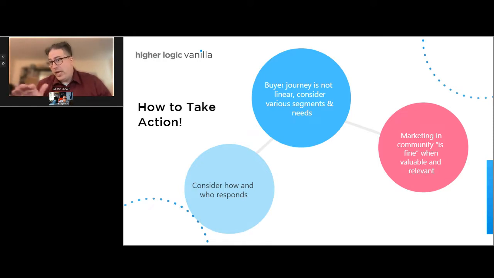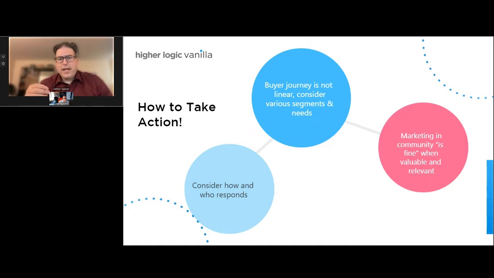I think that's why people get nervous about being public, because, well, what if something happens there? Make sure you have your best people answering that. Understand the buyer journey is not linear, so consider various segments and needs. We know from the world of advertising that relevance leads to more neural engagement and better recall. So consider the personas of the folks you want to convert and create the content that they need, so it's relevant and they're seeing it in that way.